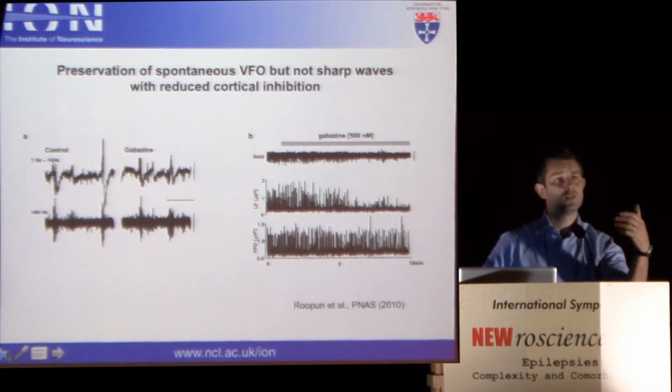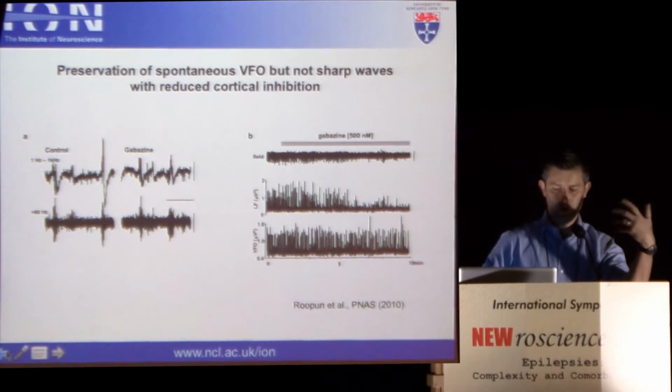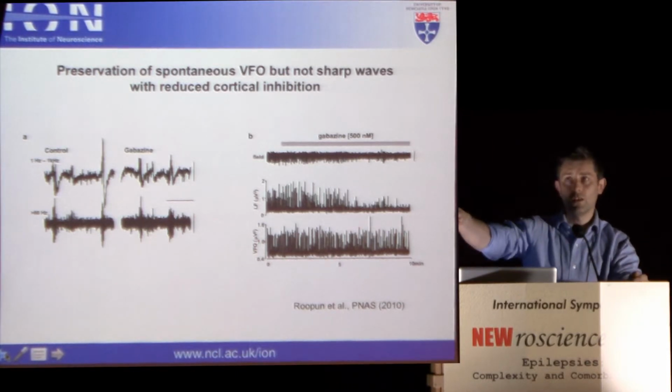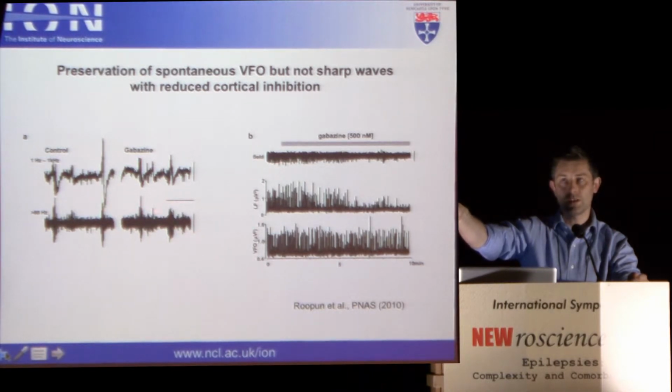So a simple way to test this theory is you can apply a blocker of the postsynaptic GABA A receptor, which is gabazine or bicuculline. And what you see here in panel A is the raw data traces at the top and then filtered to reveal high frequency oscillations. And what you should be able to discern from this is that in the presence of gabazine, you still see the occurrence of these high-frequency oscillations.